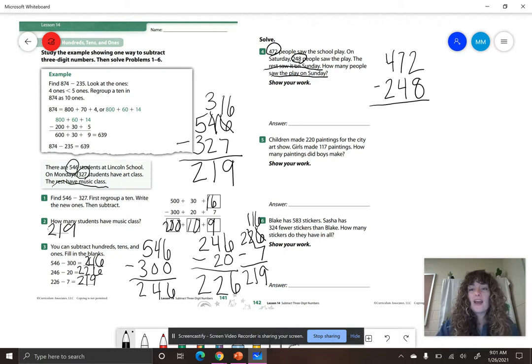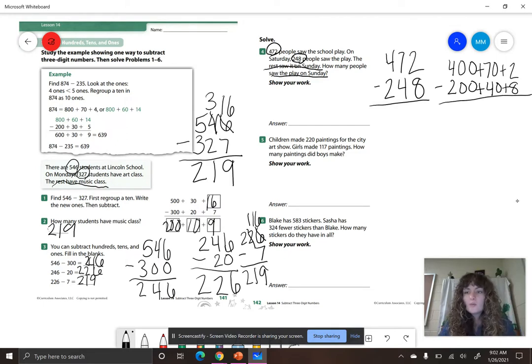So let's start with our equation. I have 472 as my whole. 472. And I am taking away 248. So I can write out the value of these numbers. So 472 has a value of 400 plus 70 plus 2, right? But let's look at the part that we're taking away. The part that we are taking away is 248.